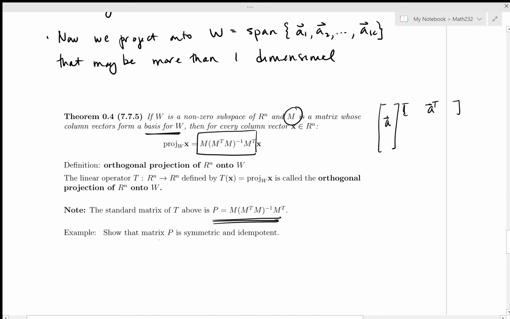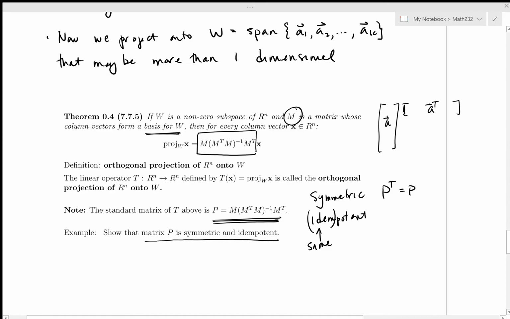Stop the video and show that matrix P is symmetric and idempotent. Okay, so let us first make sure that we know what those two things are. Symmetric means that P transpose is equal to P. What does idempotent mean? This is Latin for same, so if you want to think of it, same potency.